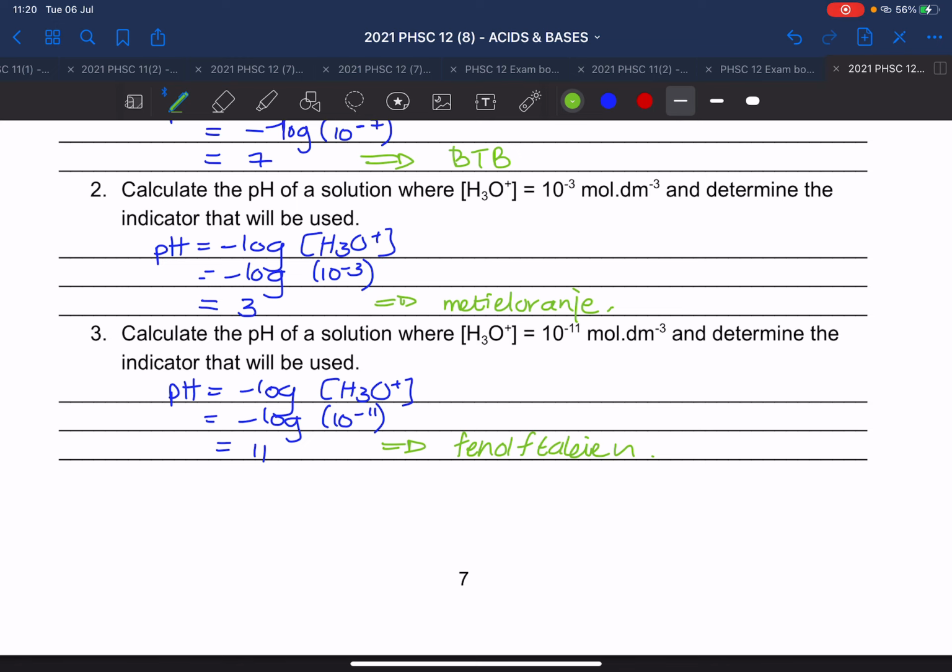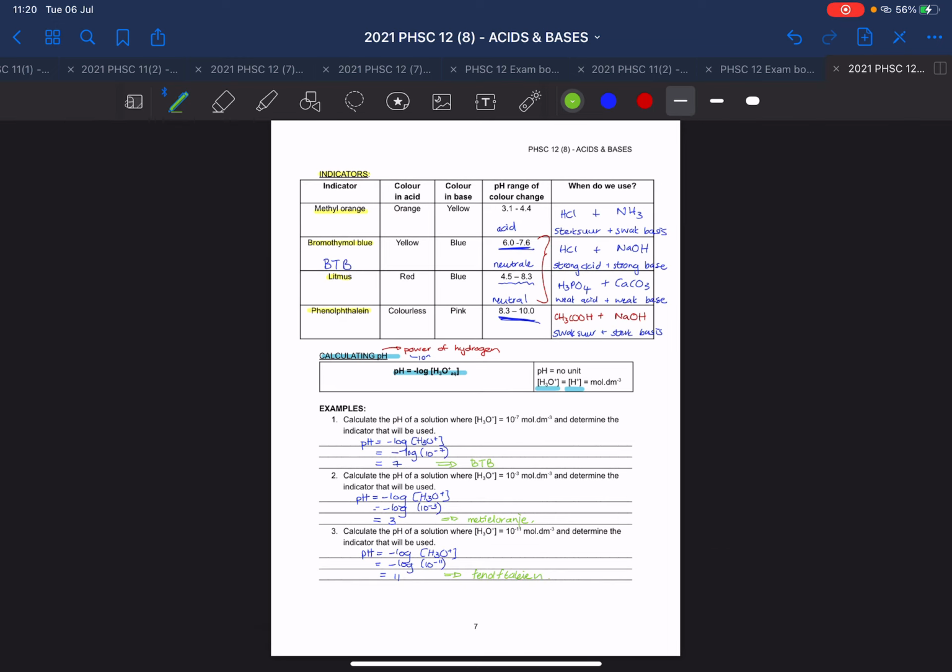Phenolphthalein. Okay, the next one gets a bit more interesting. The next one gets a bit more interesting.